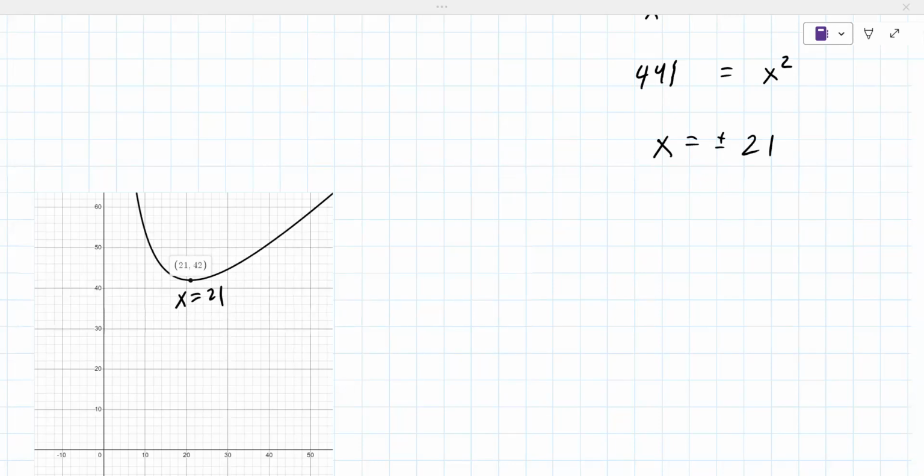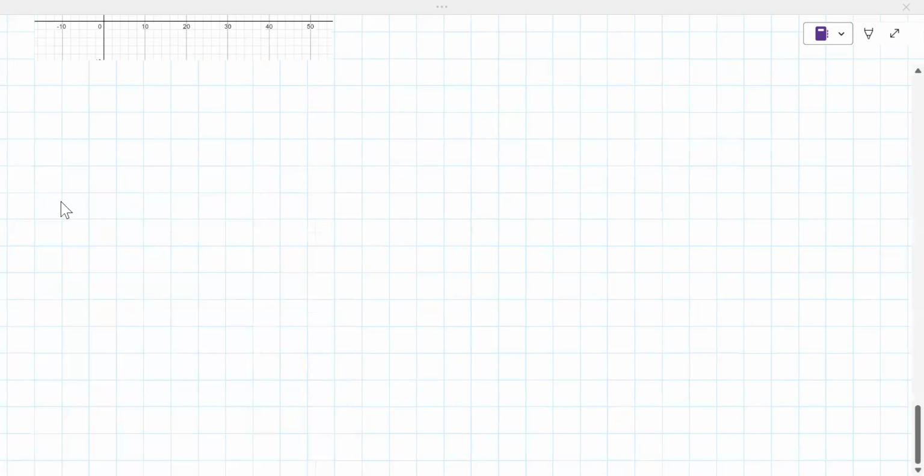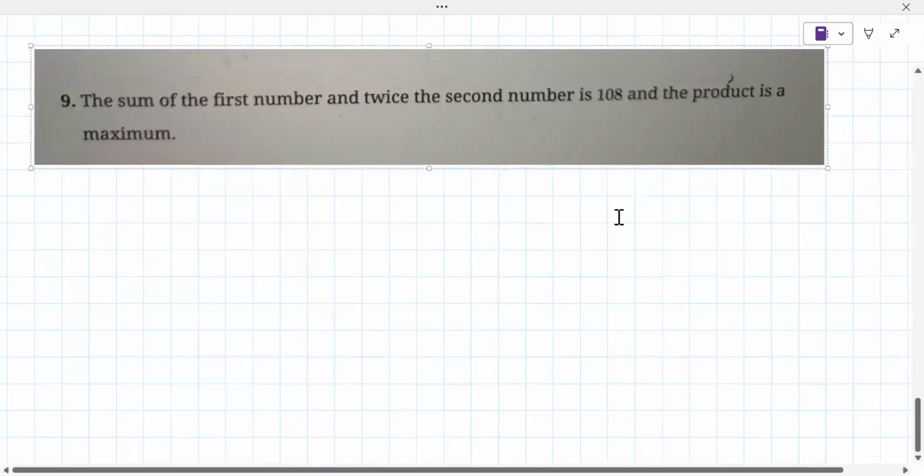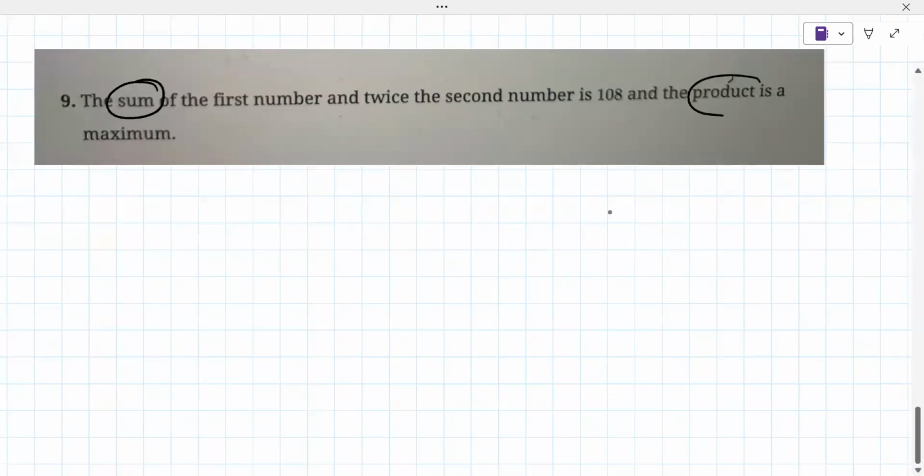So number 9 is a sum problem. And you're always going to write two equations. So in this one, there's a sum equation and then a product equation. Would you attempt to write those out for us, please?